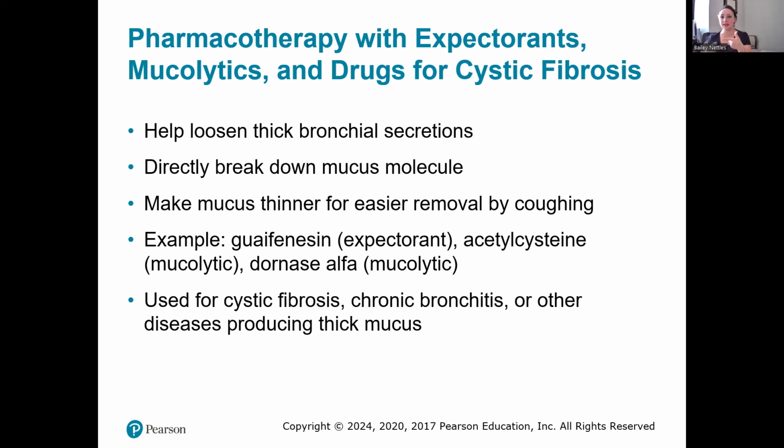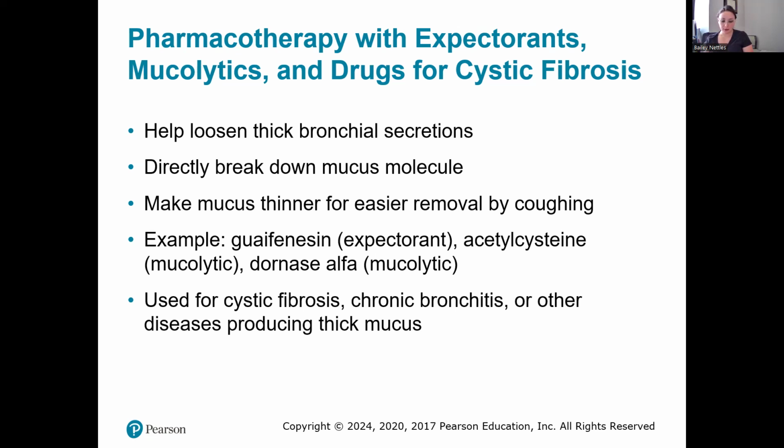So guaifenesin, that's the generic for Mucinex, okay? It's an expectorant. With the Mucinex, we need to make sure that they're increasing their fluids because that's how it works, right? It uses respiratory tract fluids to thin it. So if you don't have enough fluids in your body, it can't thin it, or it's going to take it and you're going to get dehydrated. So 8 ounces of water with each dose, okay? Biggest side effect is an upset stomach. Okay, we're going to skip acetylcysteine and come back to that one.